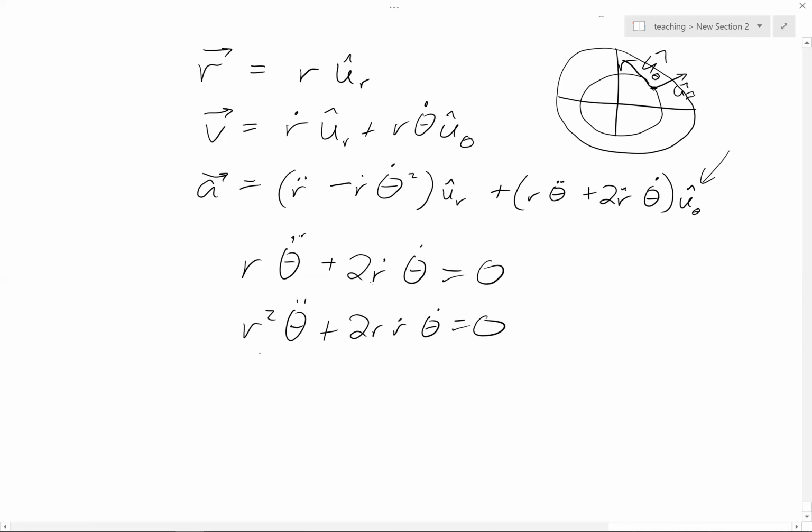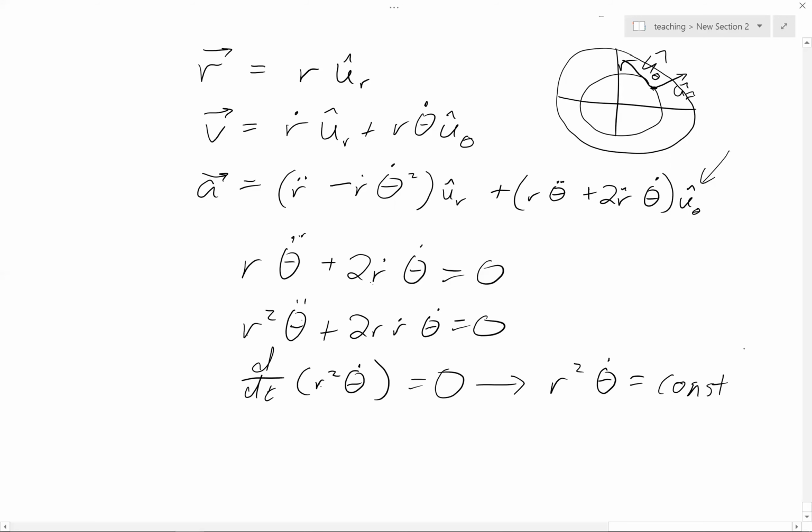The reason I do that is because now this side becomes d/dt of r squared theta dot. If I take the derivative, leaving the r squared alone and differentiating theta, I get r squared theta double dot, and then leaving the theta dot alone and differentiating r squared, the derivative of r squared is 2r times r dot, so 2 r r dot. So this says that r squared theta dot is constant.